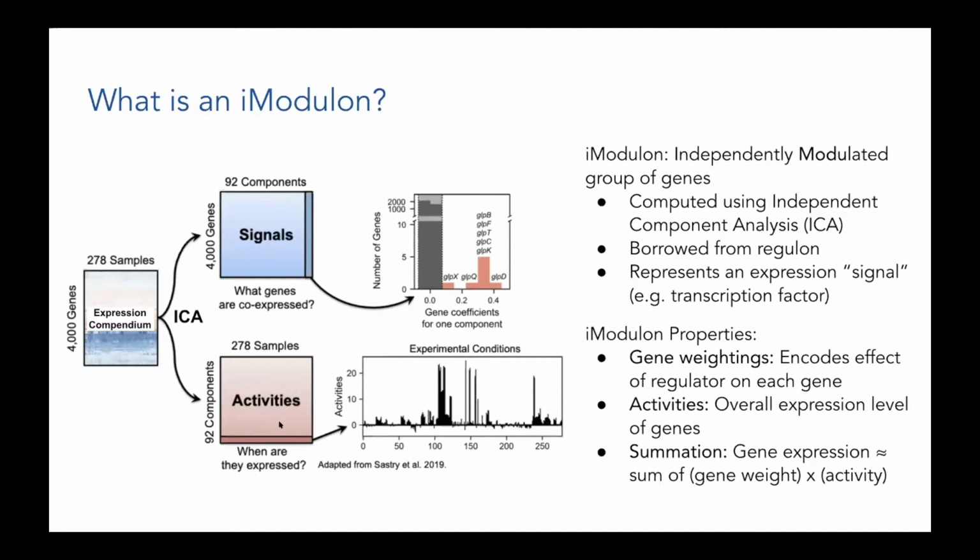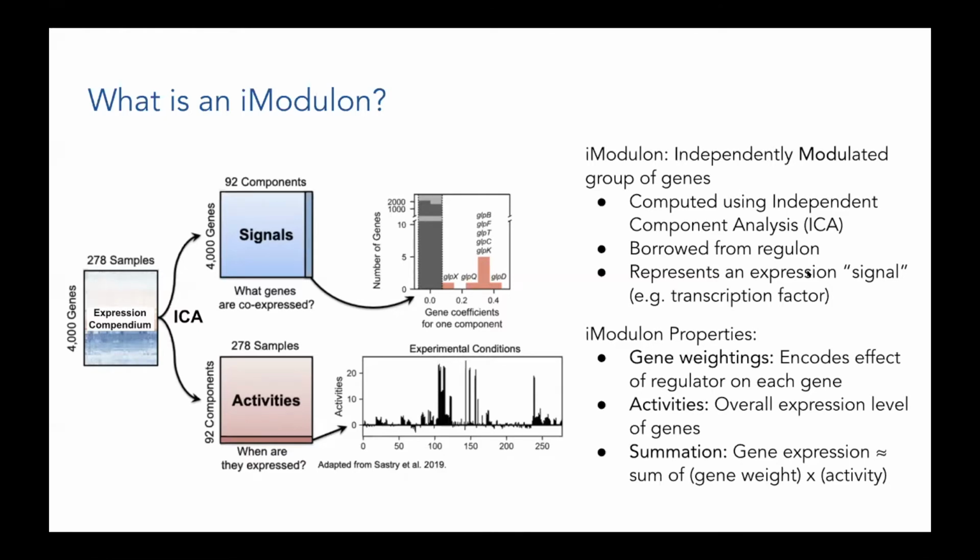In our 2019 paper, we had an expression compendium for E. coli that had 278 different expression profiles across the entire genome. We then applied an algorithm called independent component analysis that pulls out independent signals from a data set. We looked at these individual signals, and these tell us what genes are co-expressed. We called these groups of genes in one of these signals an iModulon, as these are independently modulated groups of genes. This name is borrowed from regulon, with the ON ending, and it represents an expression signal.